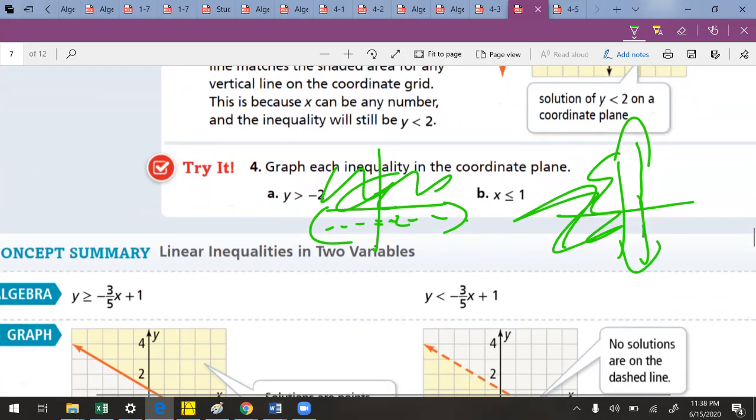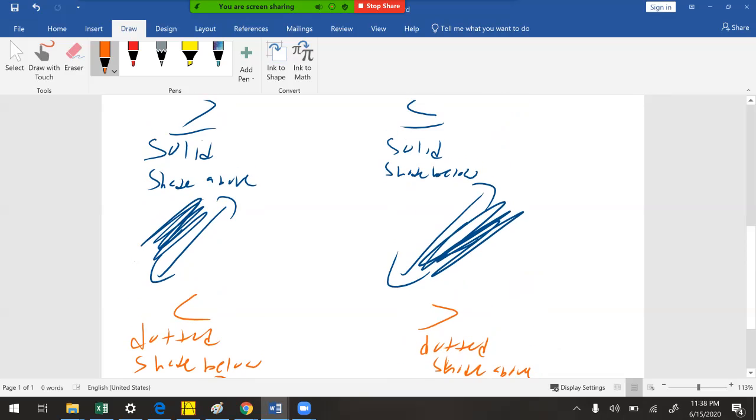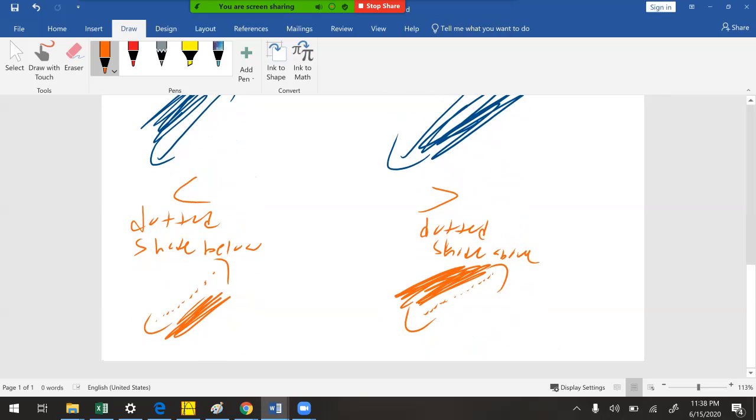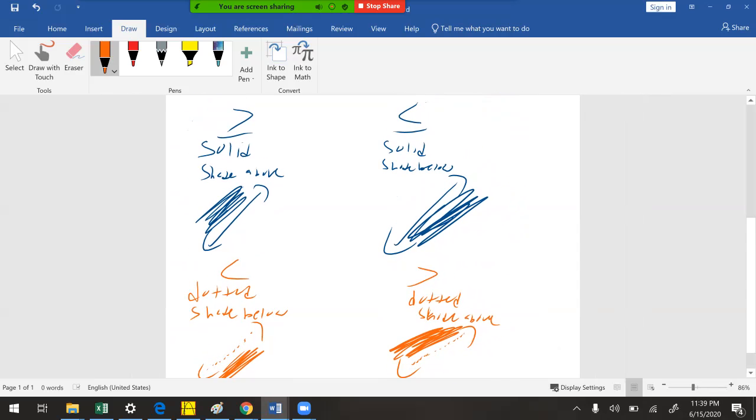It's that simple, okay? But the key to this is understanding this. If you know how to graph linear equations, you can easily graph linear inequalities. Let me zoom out a little bit for you guys to absorb it, because that is basically the lesson.